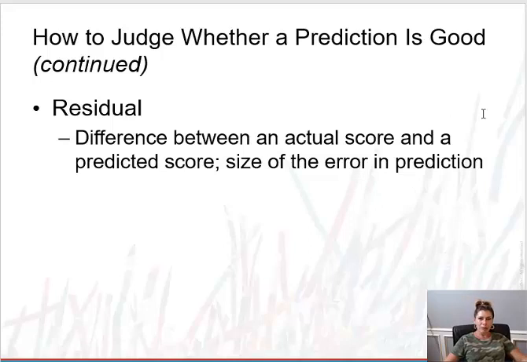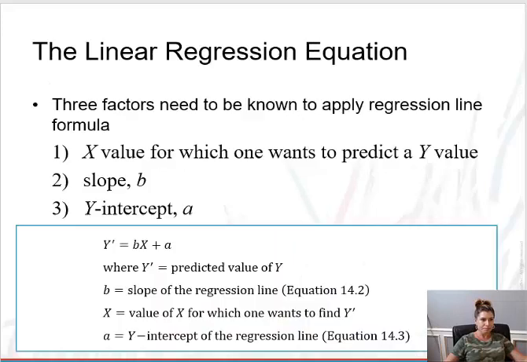So how is it that we plot this line of best fit? Well, the formula is pretty easy. It's right here. First of all, the y value that we're going to predict is y prime. And to find that, the formula is b times x plus a, where b is the slope of the regression line, and x is the value for which we want to find the predicted value of y, and a is the y-intercept. So let's first find slope.